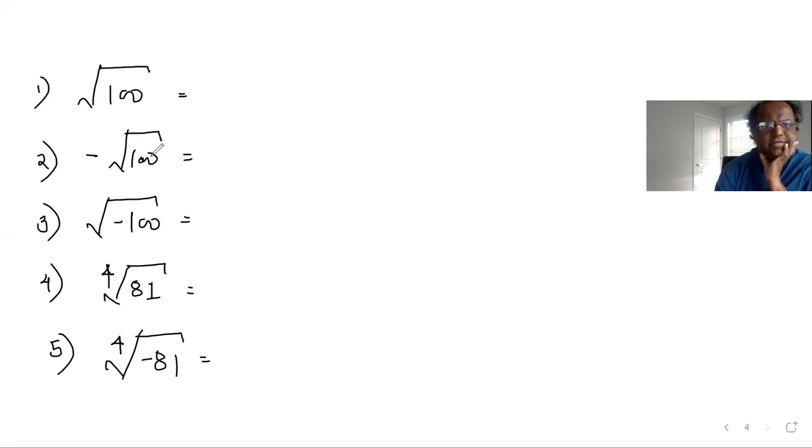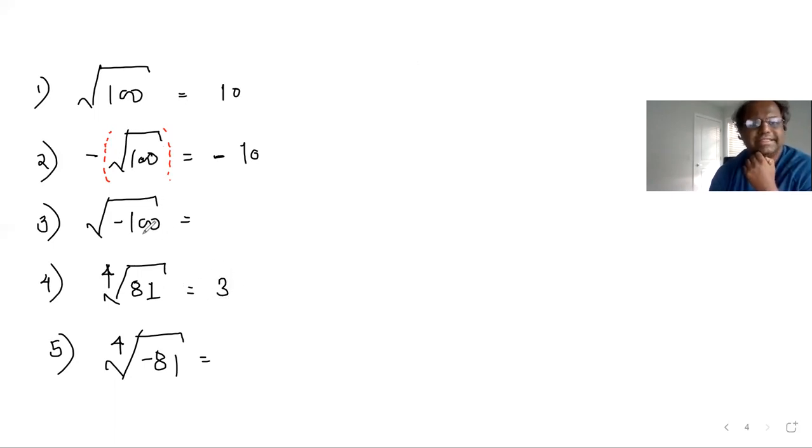So if I start solving these examples, I know that obviously the square root of 100 is 10. For the negative square root of 100, the negative sign is sitting outside the radical, so the square root of 100 is 10, but the negative sign is outside, so it's negative 10. The fourth root of 81 is obviously 3.